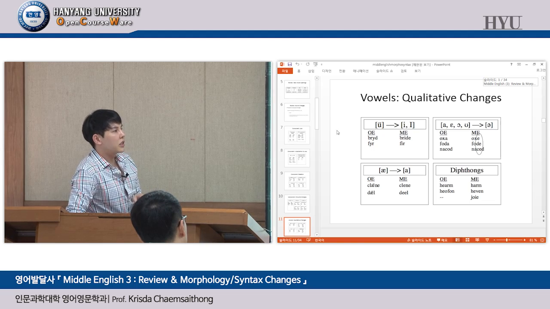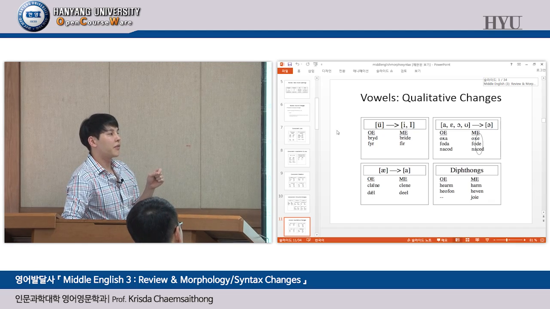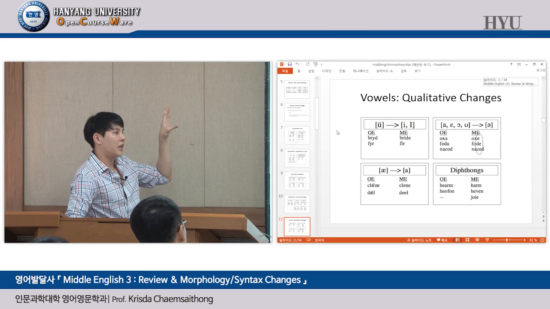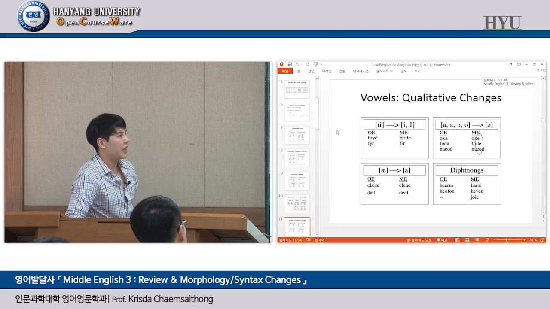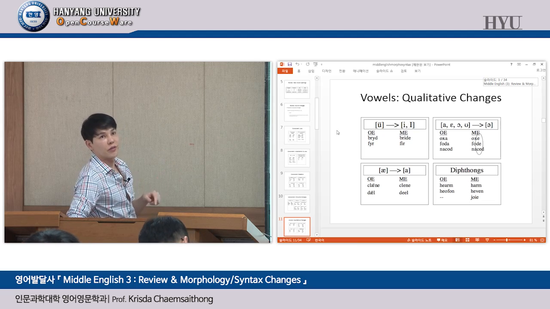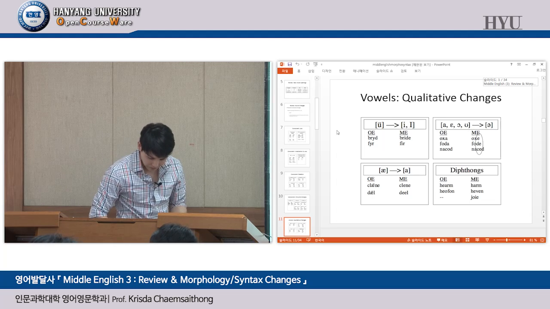And diphthongs were simplified, right? Diphthongs were simplified so that only the front part was left, right? So harm to harm, heaven to heaven, and so on. And in the last example, there's no diphthong oi before. So we borrow joy from French, right? Joy from French. So we borrow one new diphthong.